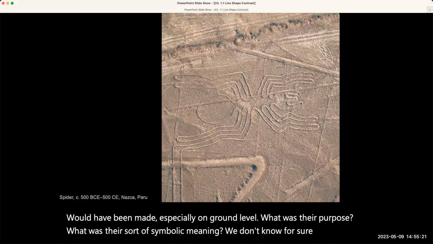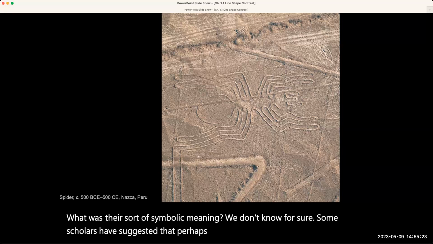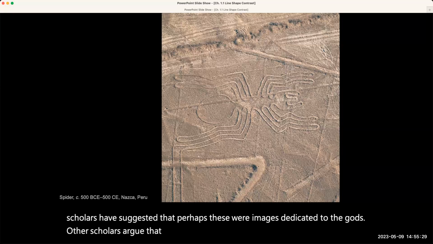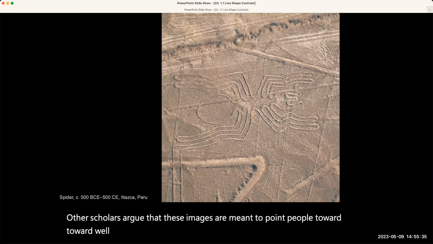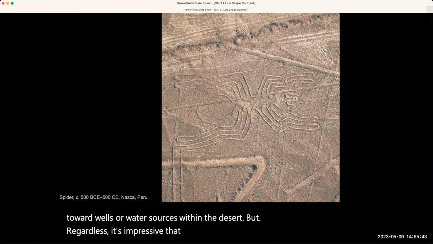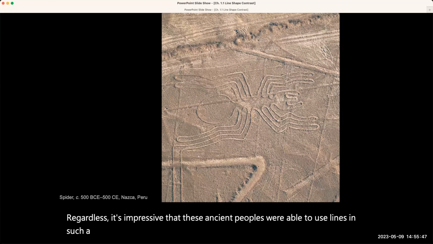Some scholars have suggested that perhaps these were images dedicated to the gods. Other scholars argue that these images are meant to point people toward wells or water sources within the desert. But regardless, it's impressive that these ancient peoples were able to use lines in such a definitive way like this.